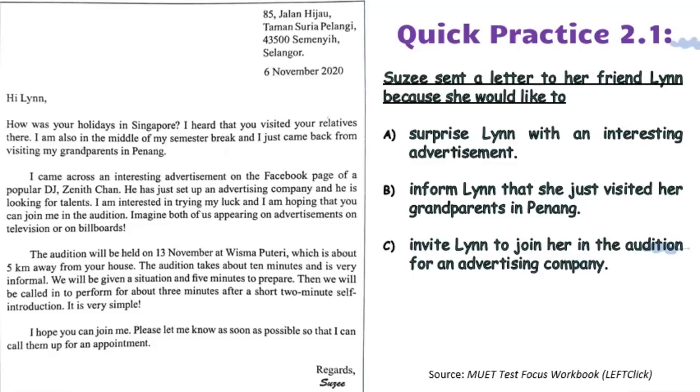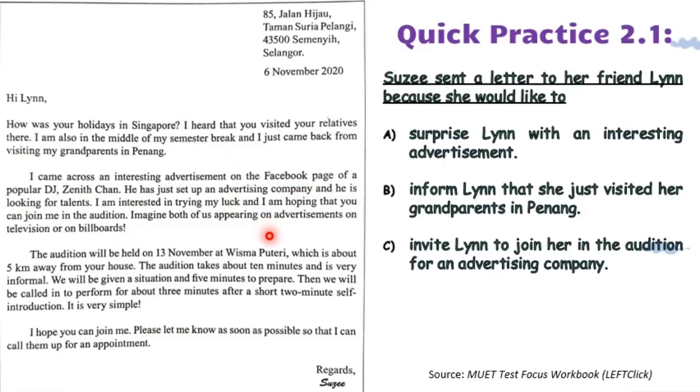Right. Now, if we look at the question, it says, Susie sent a letter to her friend Lynn because she would like to. So what is the reason for Susie sending Lynn a letter? Is it to surprise Lynn with an interesting advertisement? Do you see any supporting details in this letter that suggests it is to surprise Lynn with the advertisement?